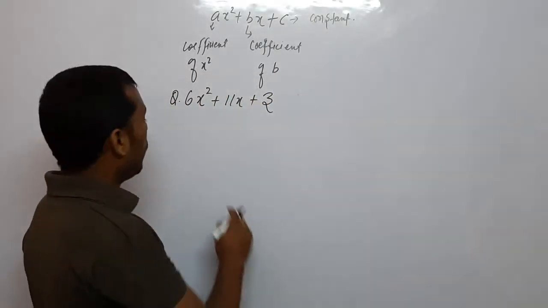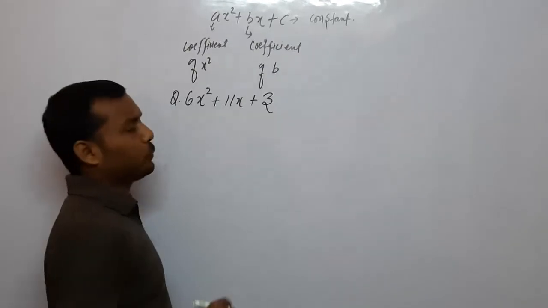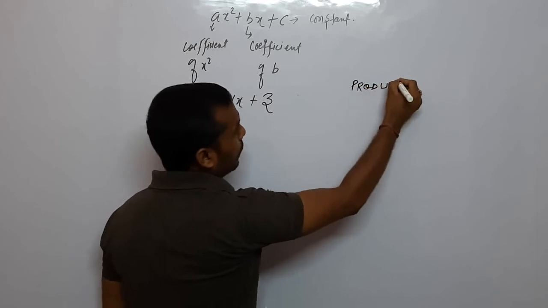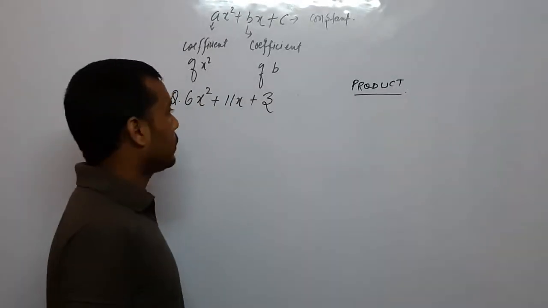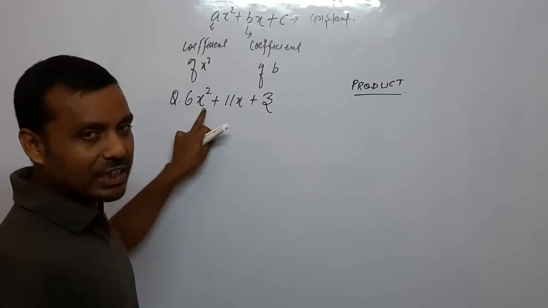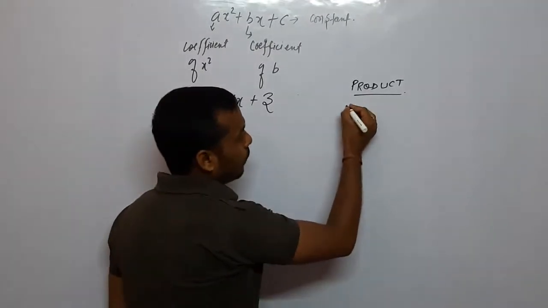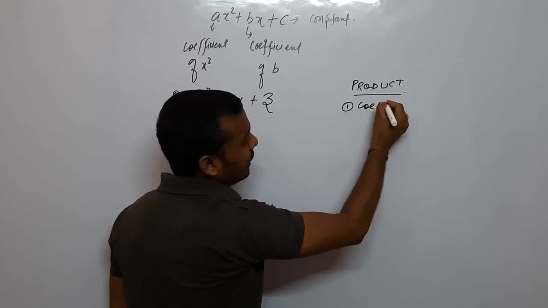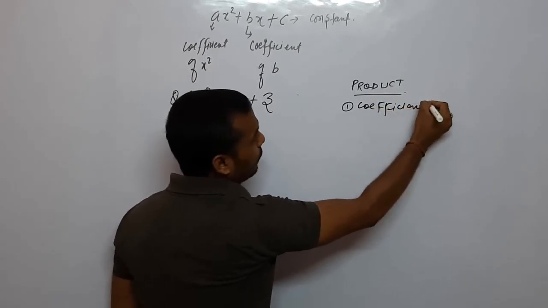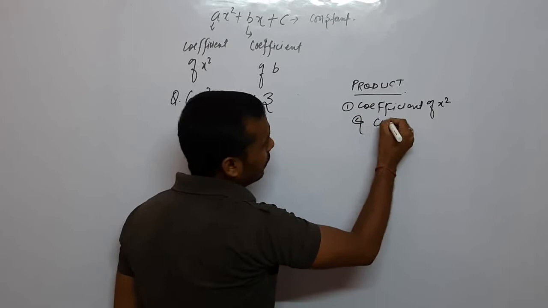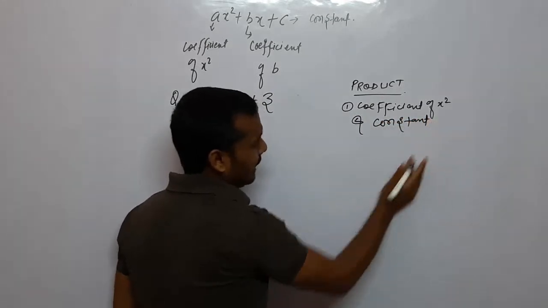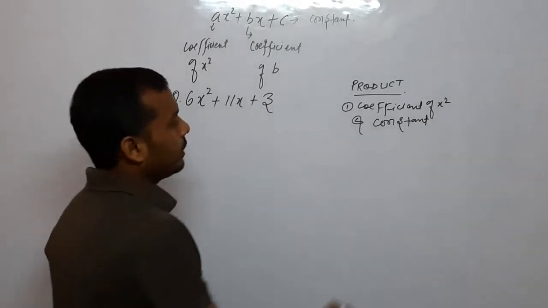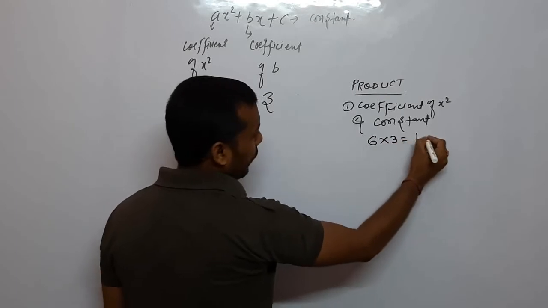Okay. Now for the factorization of such a question, student, first of all what we do, we take the product. Product means we have to multiply the terms. We take the product of the coefficient of x square and the constant. Okay, let us take it. Here the coefficient of x square is 6 and the constant is 3. So 6 into 3, we get 18.